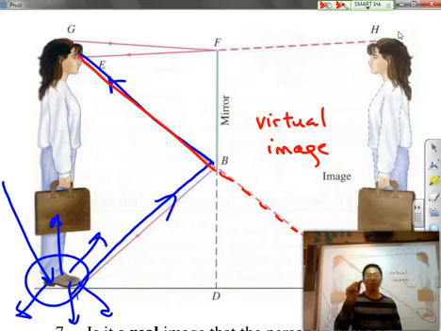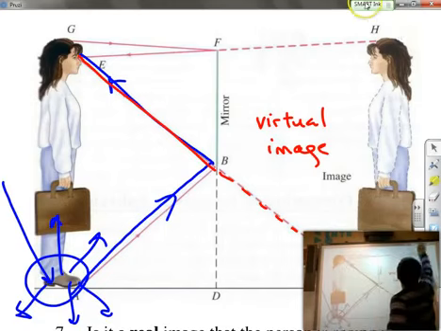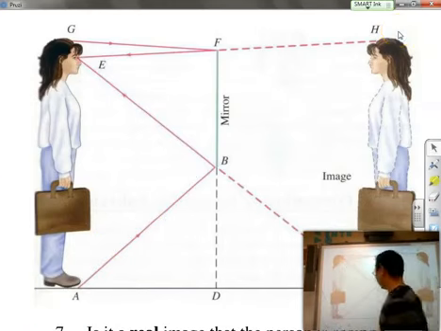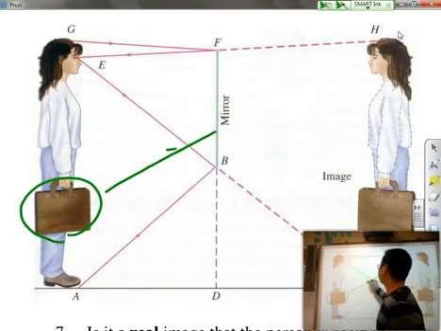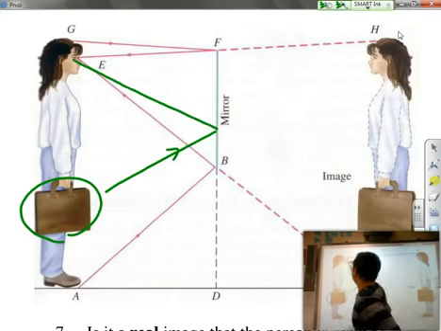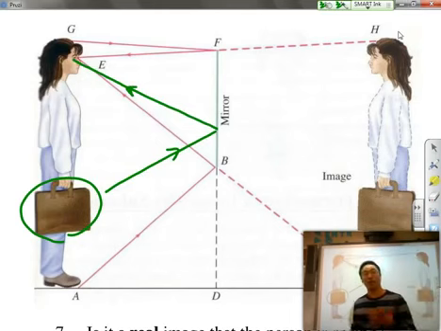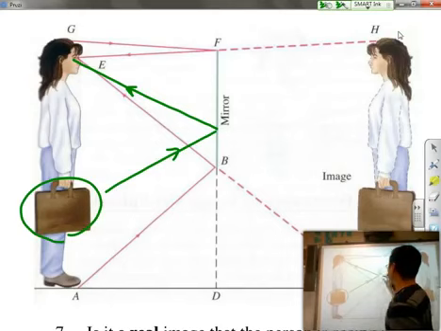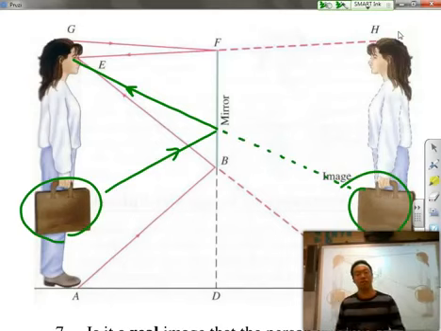And any part of the woman is able to be reflected by the mirror into the person's eye. So even the briefcase is going to reflect into the mirror and then reflect into the woman's eye. But again, the brain can't comprehend the fact that light changed direction, so it believes it traveled in a straight line, and sees the briefcase behind the mirror.